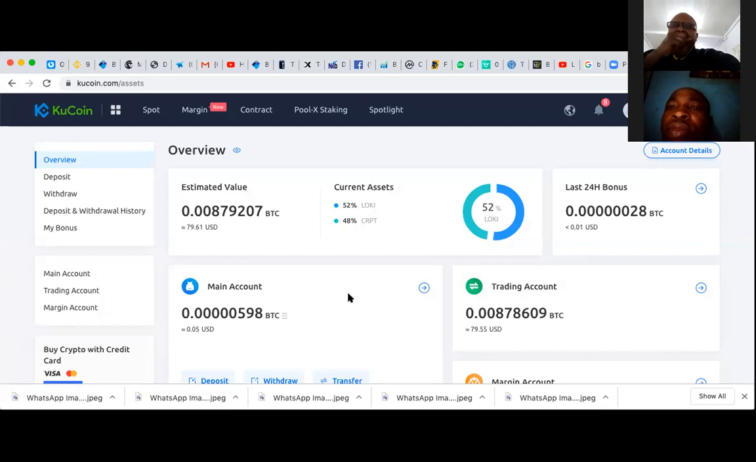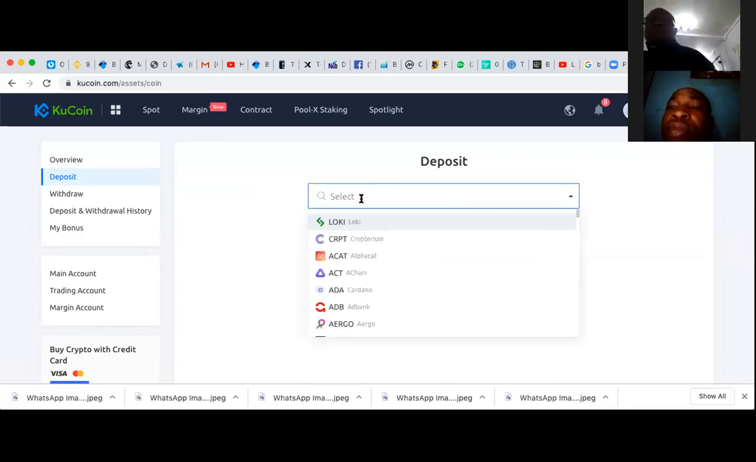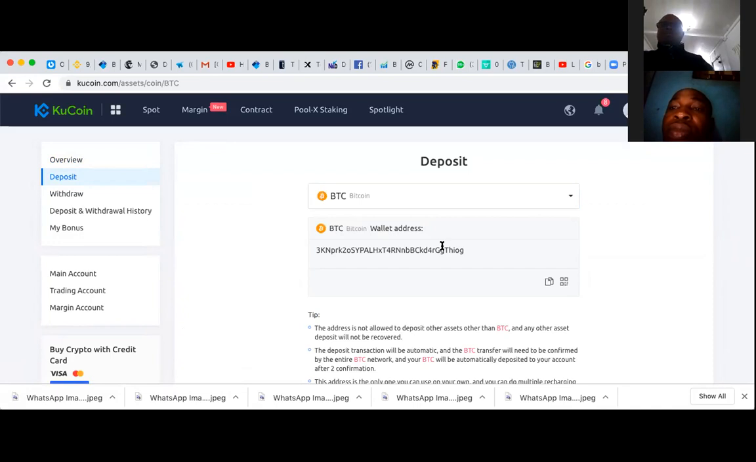Now look at it. This is KuCoin, right? When you open your KuCoin, you see something like this. It's going to be 0 because you've not funded. Of course, you see deposit. You click on deposit, and then of course you need to select the coin. So which coin am I depositing? BTC. Then you click on it the same way you did on Binance, but here you can see that the features are a little bit different.